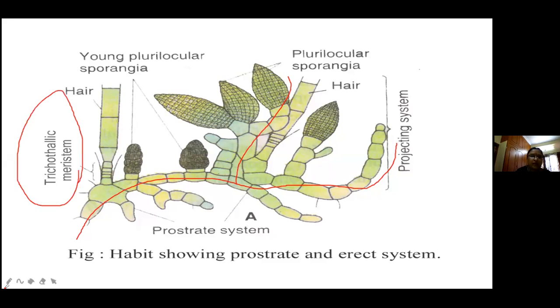This method is the trichothalic. See here, these are the projecting system or prostrate system. This is the erect system. What is another name? Projecting system or erecting system. If you draw the diagram, draw it like this. This is the Ectocarpus thallus.